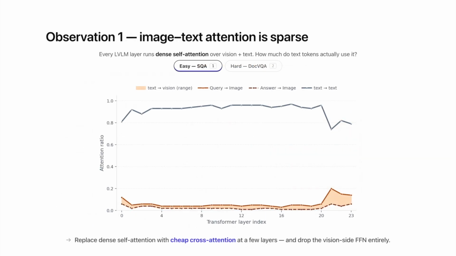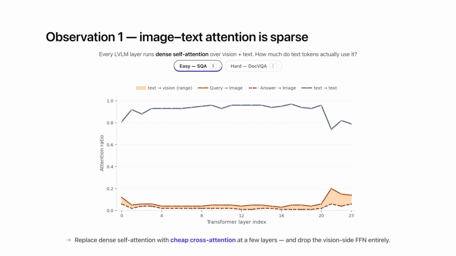To uncover different axes, we conduct a series of analyses on how a vision language model actually uses vision tokens. The first one looks at attention itself. In a standard VLM, every transformer layer performs dense self-attention over both vision and text tokens. So we ask a simple question: do text tokens really need to attend to the vision at every layer?